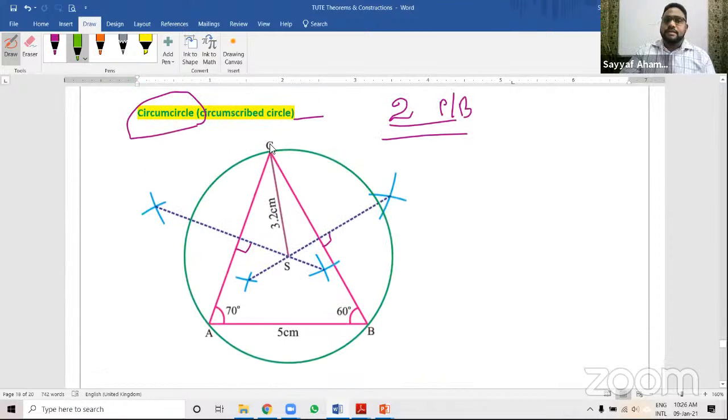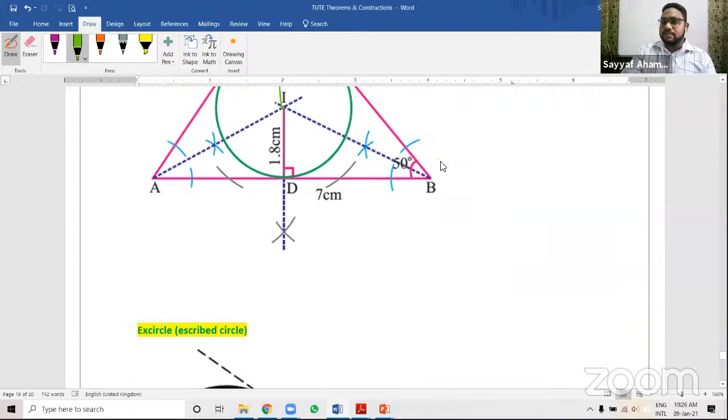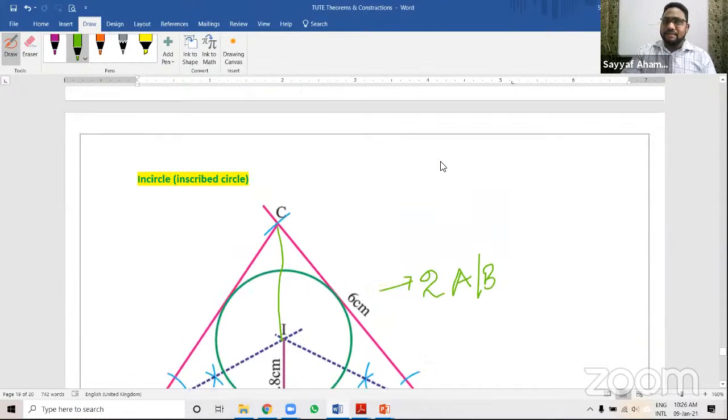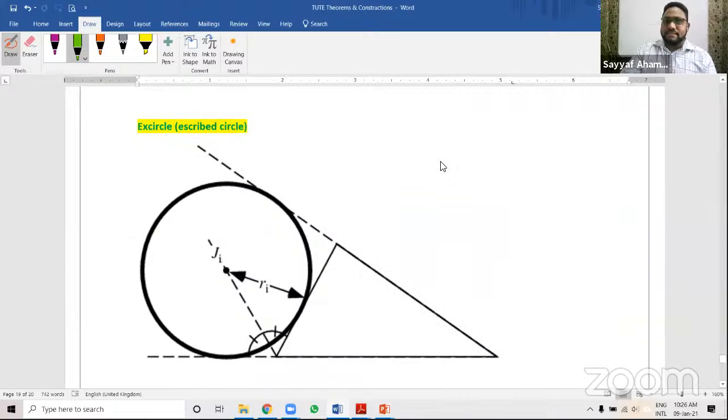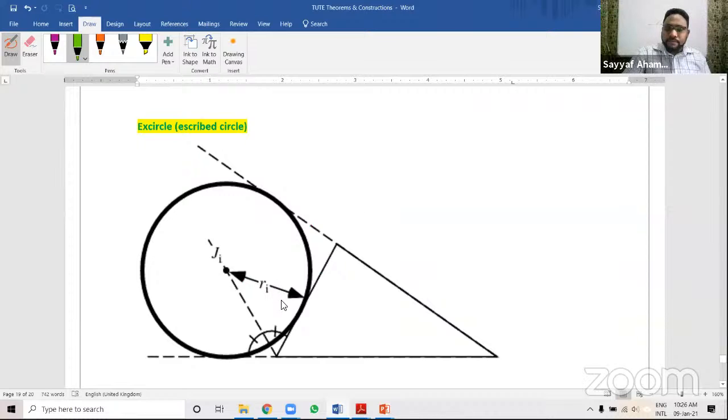So to summarize, a circumcircle needs to be drawn with two perpendicular bisectors, and an incircle needs to be drawn with two angular bisectors, right? And the combination of both is the excircle, or escribed circle, where the circle is outside, touching one side of the triangle as well as two lines that have been extended or produced. We say the line is produced over here, right? This line is produced outside, and this line is also produced outside, right?